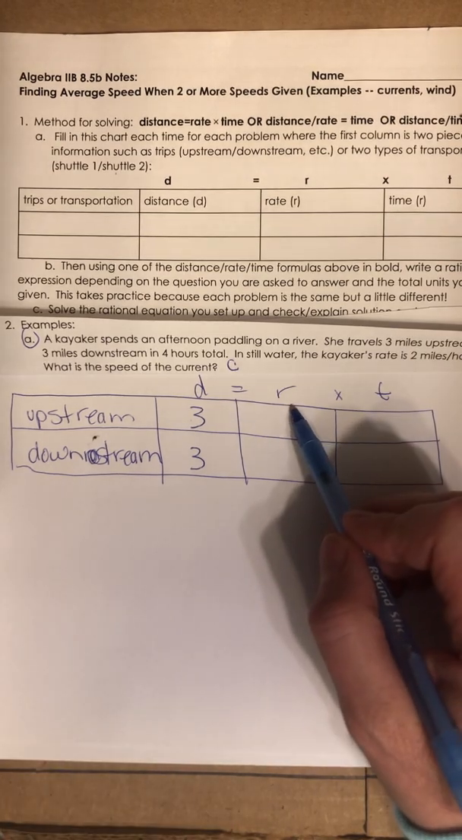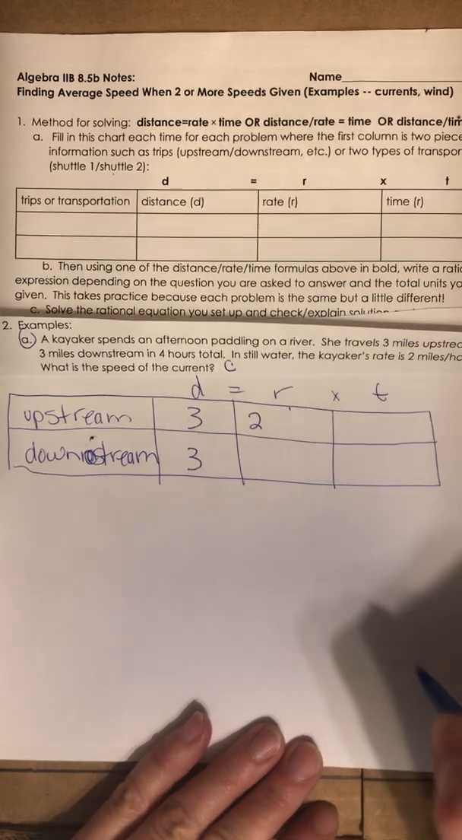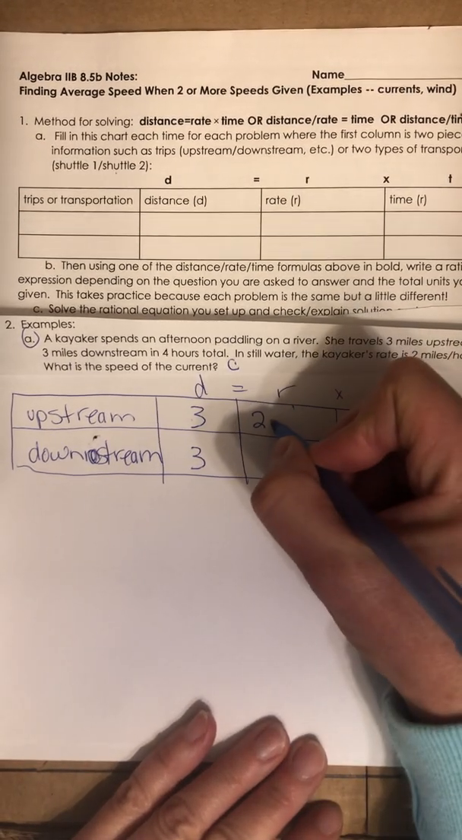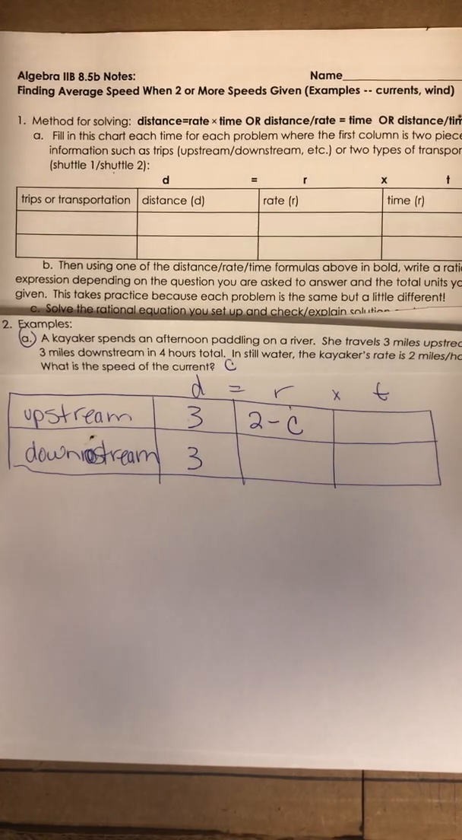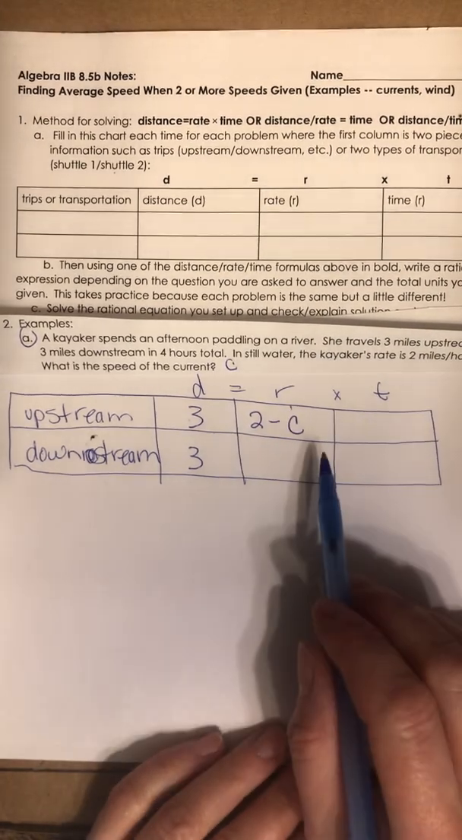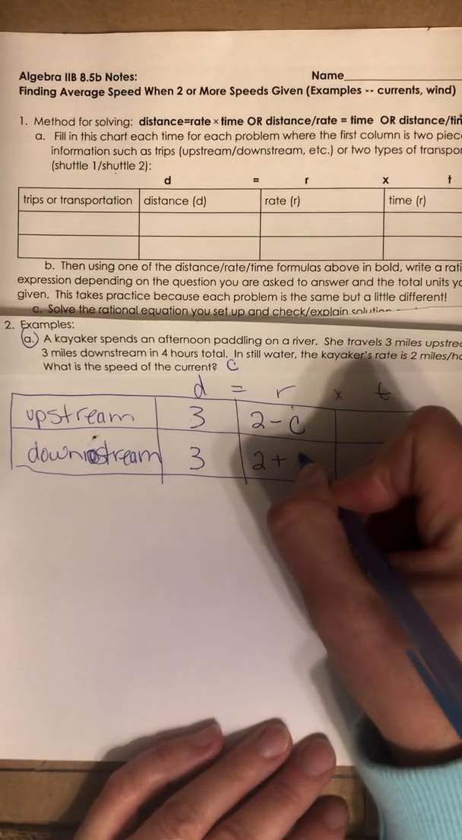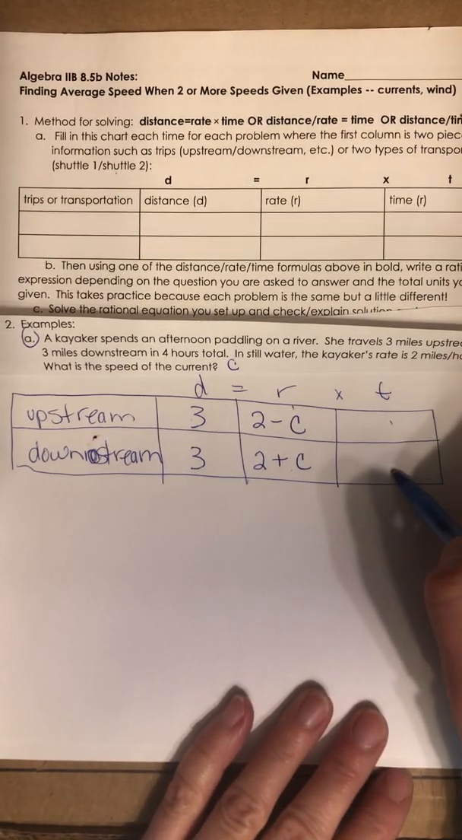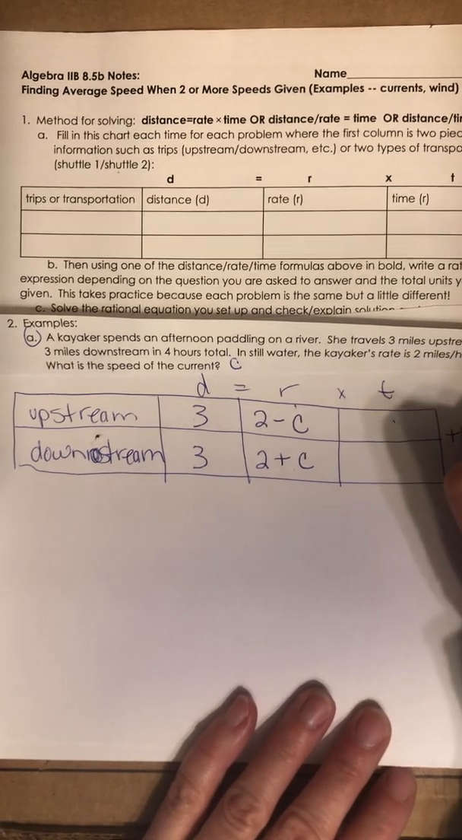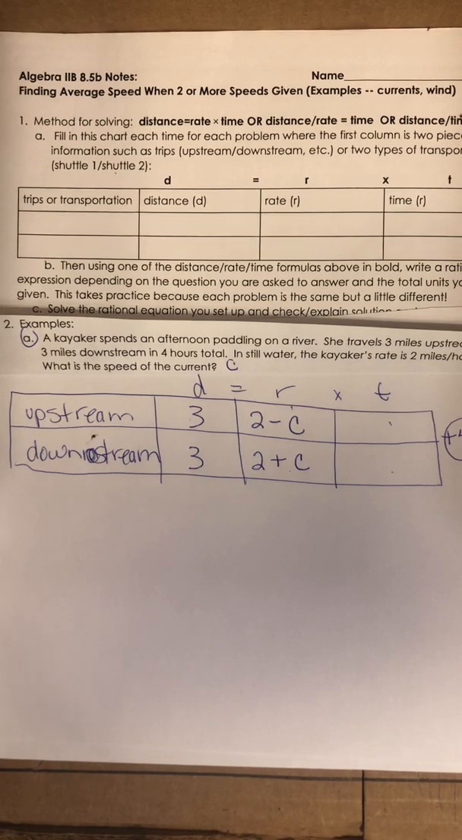Now the rate upstream has two parts to it. The kayaker is going at a rate of 2 miles per hour, but the current is working against her, and we call that C. So 2 minus C, because she's working against the current of the river. Downstream, then, that would be her rate plus the current, 2 plus C, because they're working together. Now the time, I don't know the time for each of them separately, but I do know that it adds up to 4. So this tells me that I need to write equations in terms of time, right?